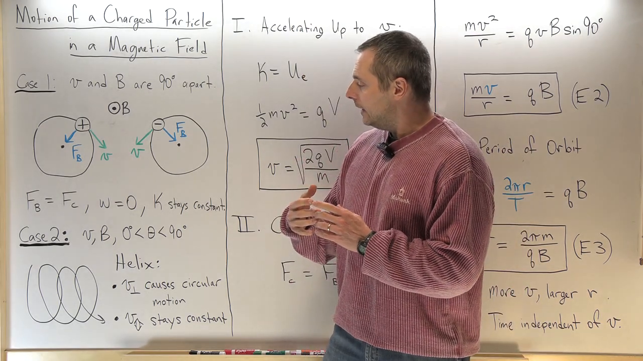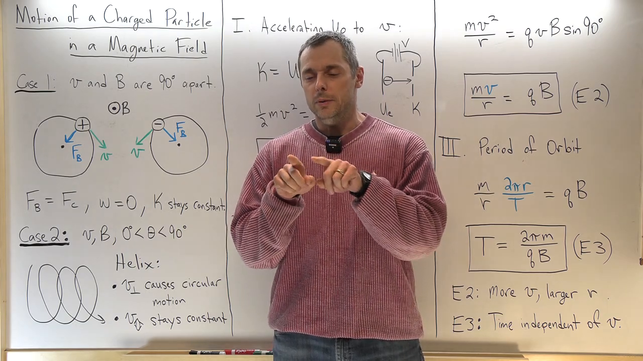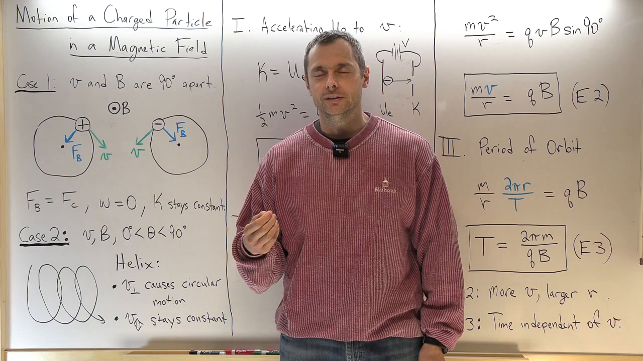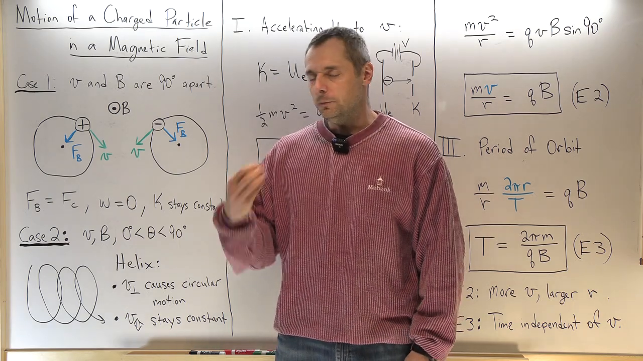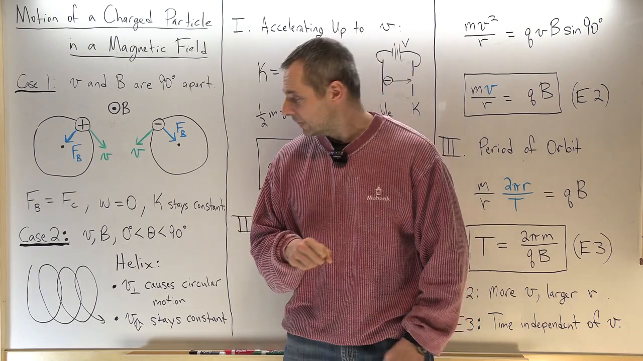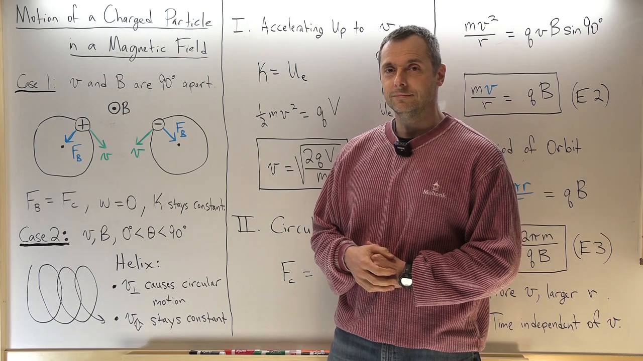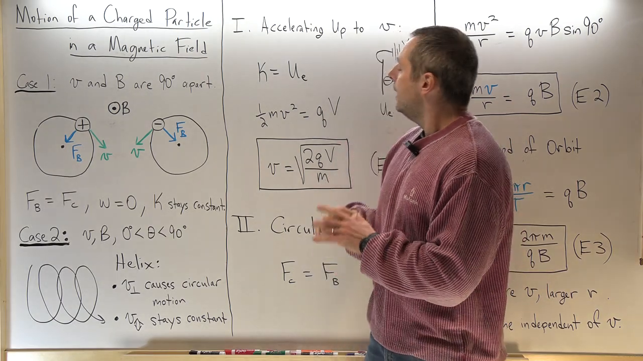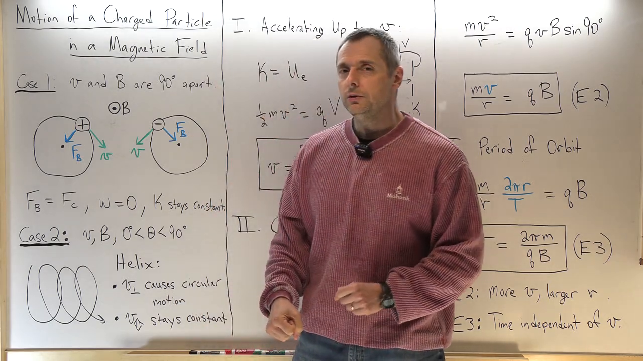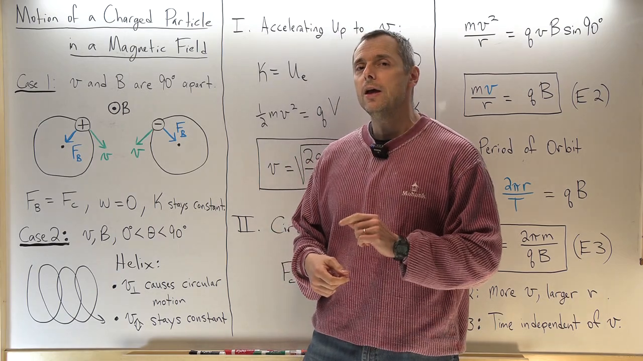I should also point out that there is a third case where V and B are either 0 degrees or 180 apart, and then that's linear motion. No turning, no speeding up, no slowing down, zero acceleration because the force is 0. All right, let me create a pause to allow you to copy this down. So now, this is a conceptual consideration about magnetic field: always circular motion, never speeding up or slowing things down.